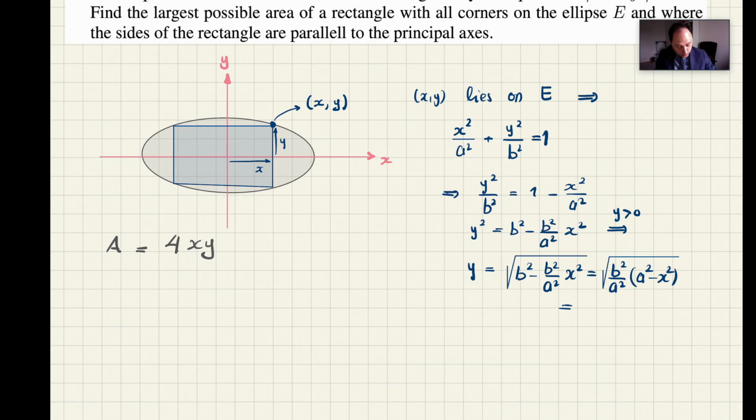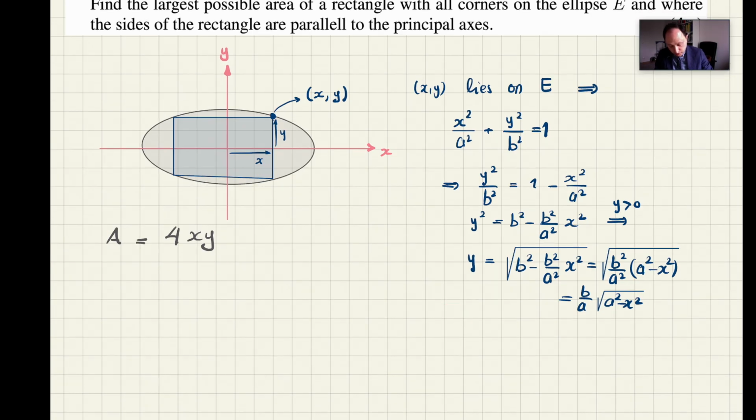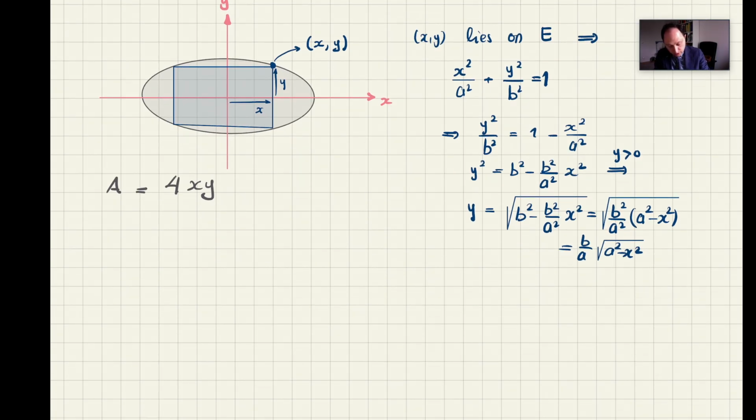Why is this useful? Because b squared over a squared can be written as b over a outside the square root, and it can take a simpler form. And then I will take this one and replace it here. Then the area becomes a function of only x, yes?